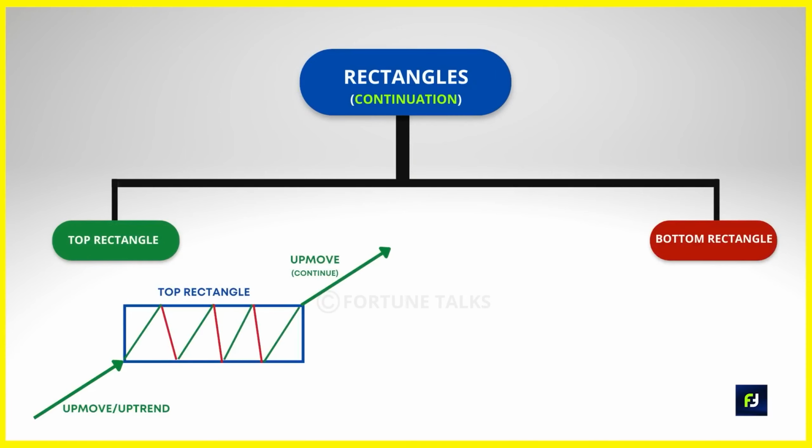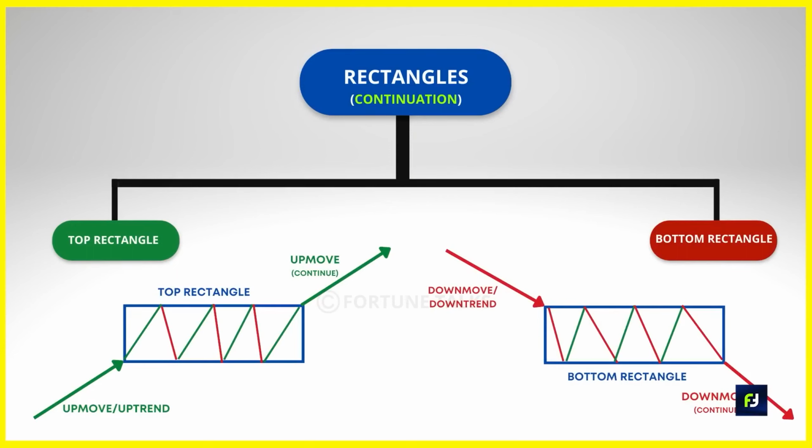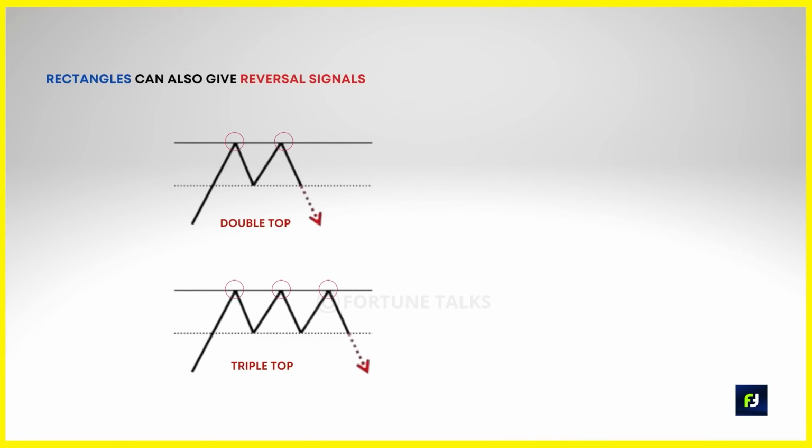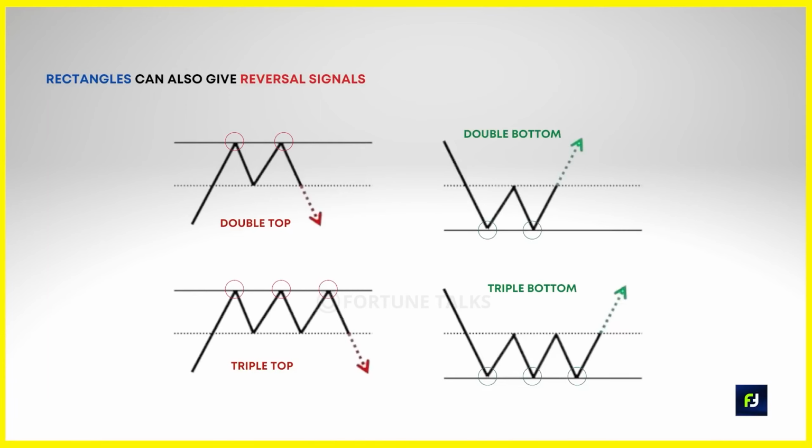The top rectangle, which is formed during an upward price move, signals the continuation of the uptrend. The next rectangle is formed during a downtrend and is called a bottom rectangle, which signals that the down move will continue after the breakout. Now the rectangle patterns can also reverse the trend. These reversal patterns are given specific names like double top and triple top, when the price tests the resistance twice and thrice respectively and then moves lower. The other category is double bottom and triple bottom, where the price tests the support level twice and thrice respectively and reverses upwards.